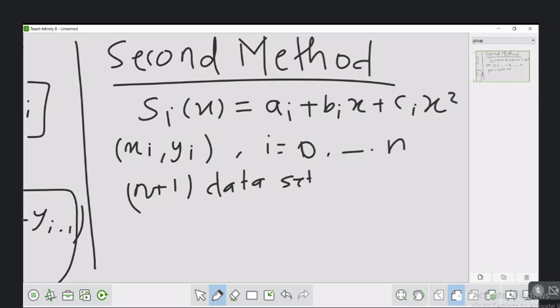If we have n+1 data points, how many polynomials will there be? There will be n polynomials. Are you listening? Yes, sir. Okay.